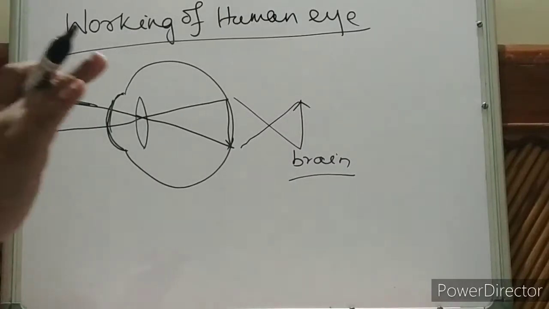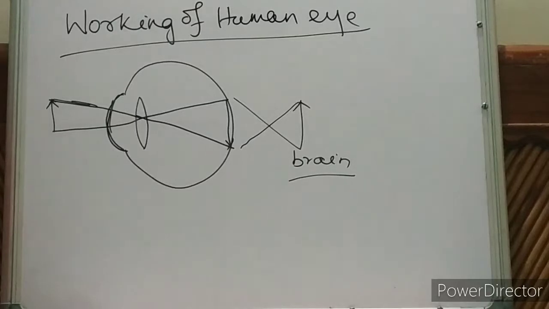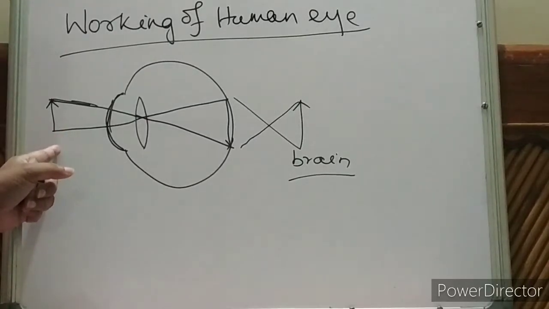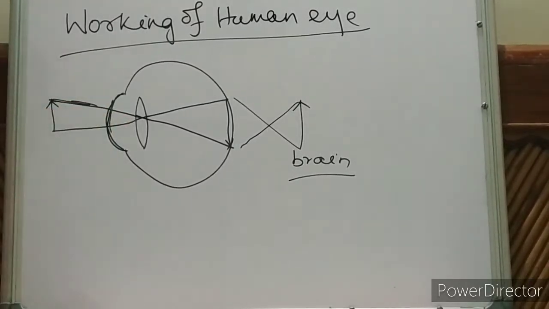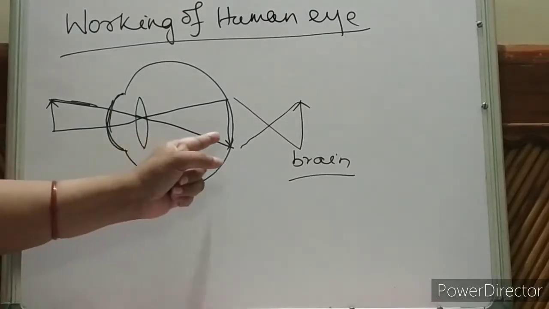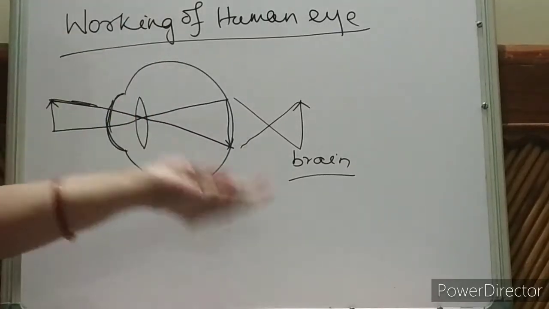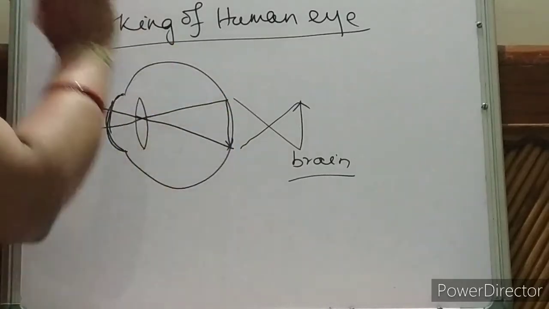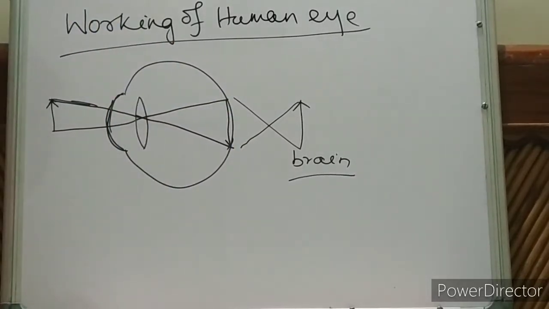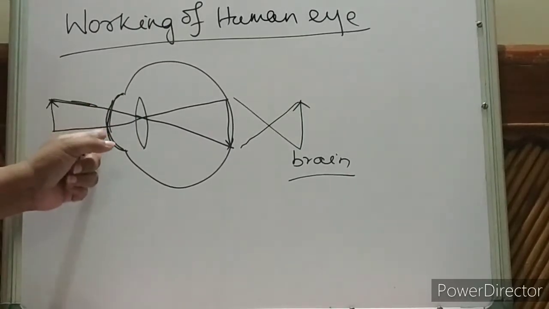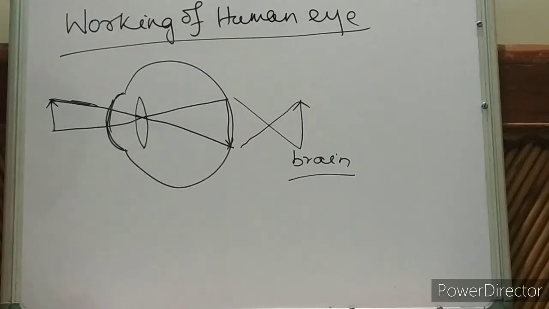See, we can't change the object distance. Can we change the object distance? Suppose we want to see a particular house. We can't move the house. Can we change the image distance? No, we can't change the image distance also because image has to be on retina. Then what we can do? What is under our control? We can change the focal length of the lens. Okay. Now, how to change the focal length of the lens?